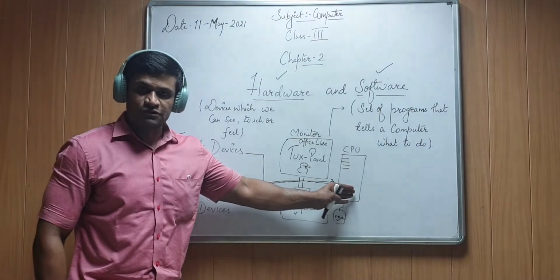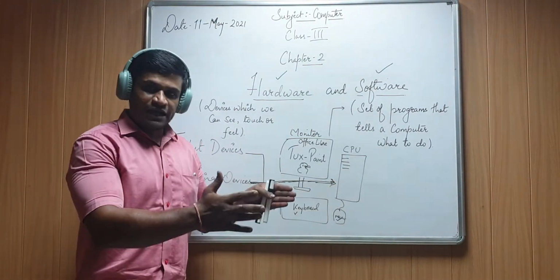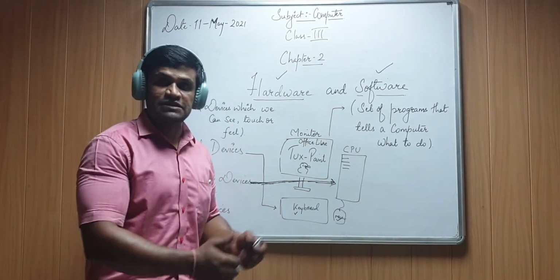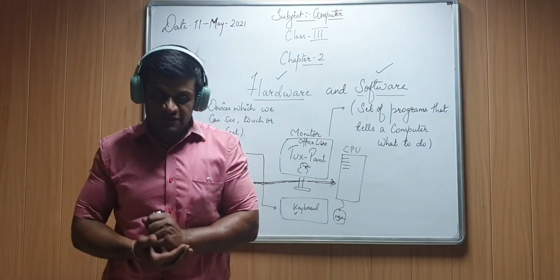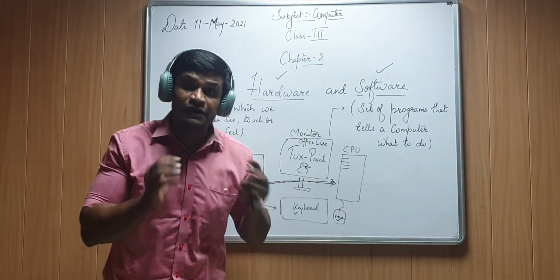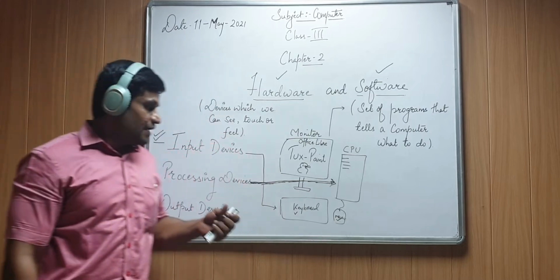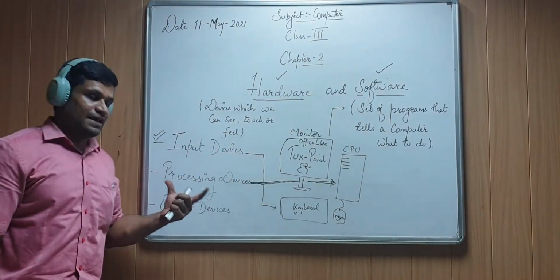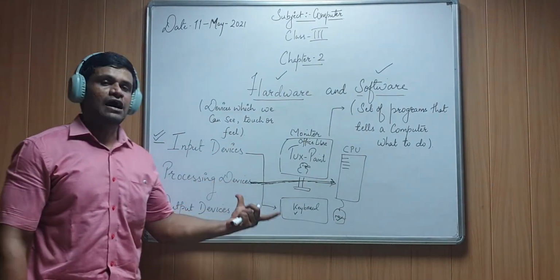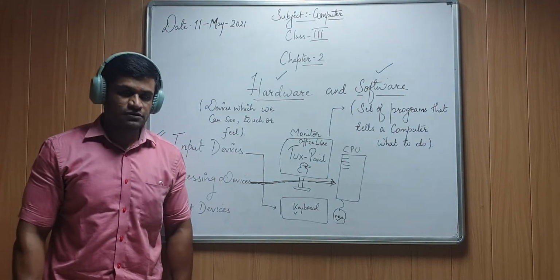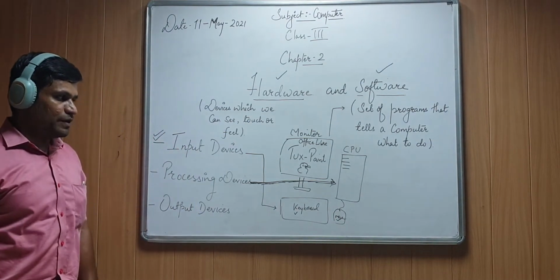CPU को मैं touch कर सकता हूँ. I can touch the CPU. I can feel the CPU. Even I can lift the CPU. I can place it somewhere else. So CPU is a hardware. And which kind of hardware? It does the processing work. Hence it is a processing hardware. Any doubts? I think there should not be a doubt.